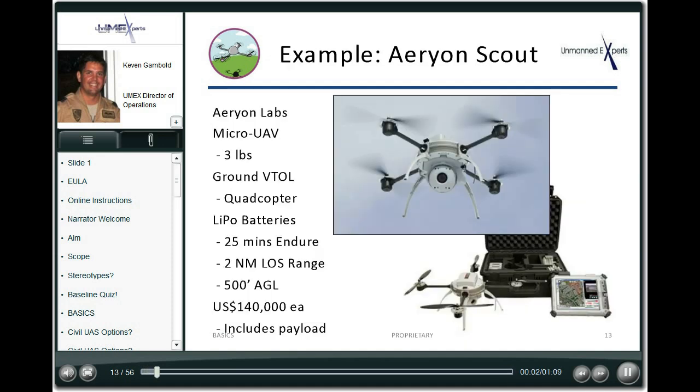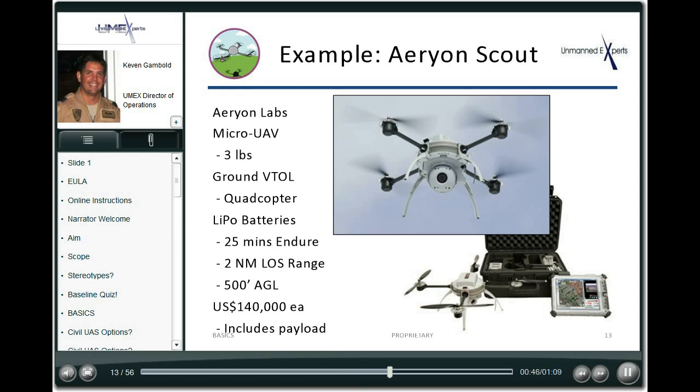So let's take a look at a number of the systems, starting at the smaller end then, and these are taken at random, but they're quite good examples, I think. First one is the Scout, made by Ariane Labs up in Canada. It would be classed as a micro UAV, weighing about 3 pounds all in, and we'll talk about the classifications and the different types later, but basically very much at the small end. It's a ground VTOL, vertical takeoff and land, or you could actually launch it by hand, and a quadcopter. As you can see, it has 4 independent electric engines, and they're run by lithium polymer batteries, which has some of the latest technology and gives a 25-minute endurance.